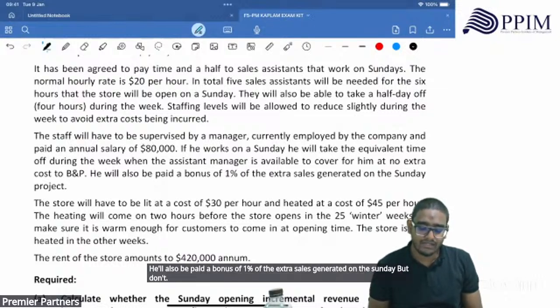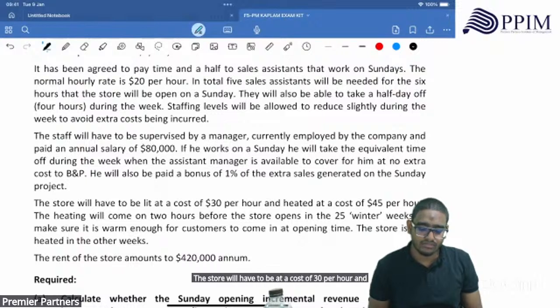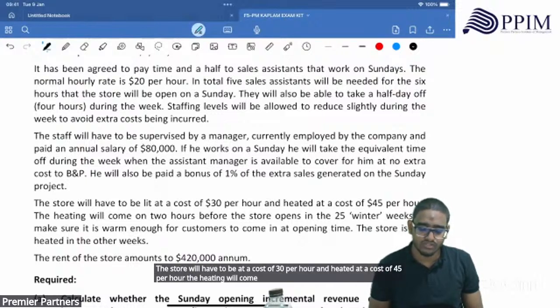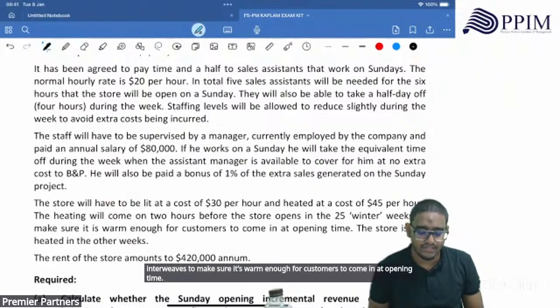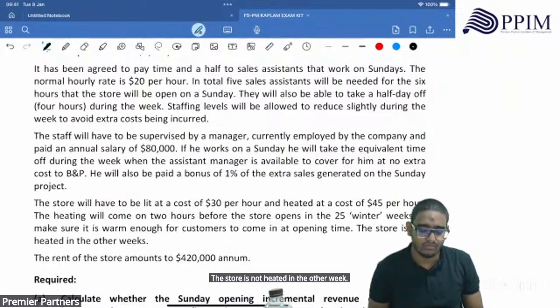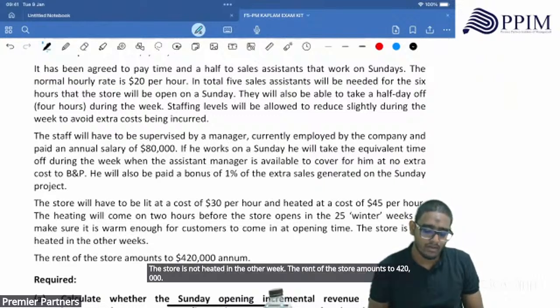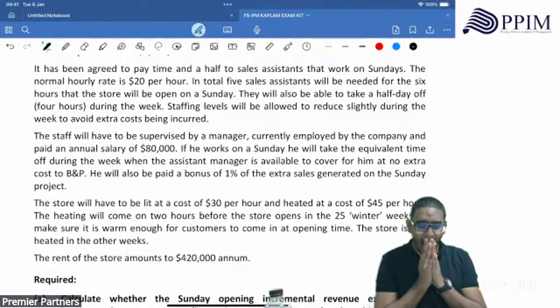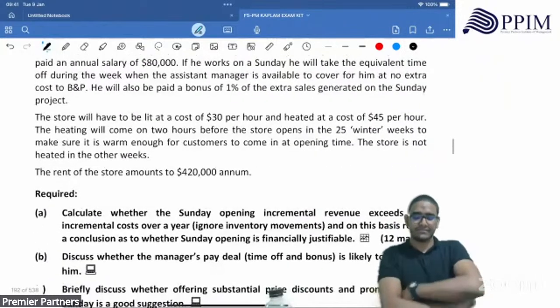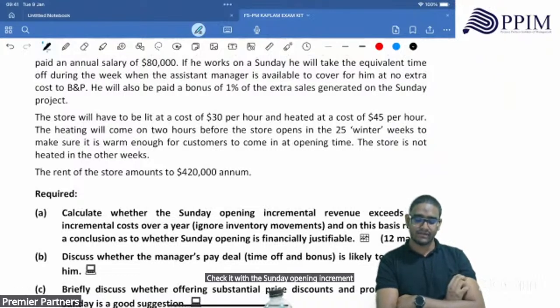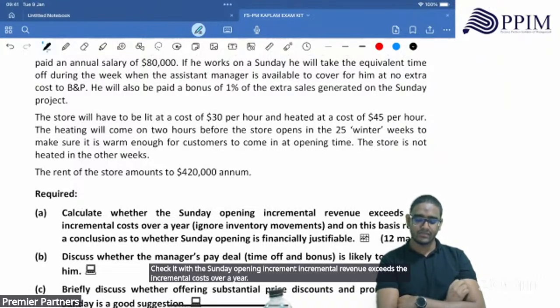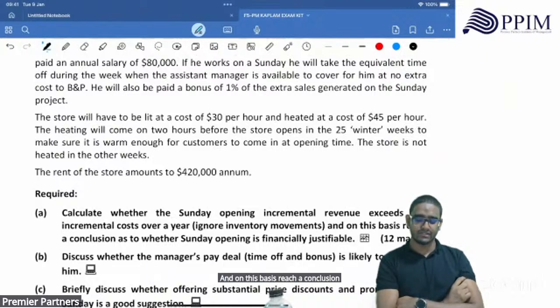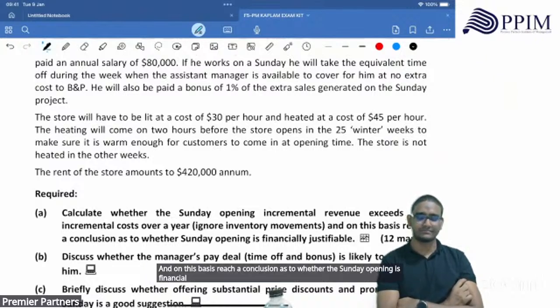The store will have to be lit at a cost of 30 per hour and heated at a cost of 45 per hour. The heating will come on 2 hours before the store opens in the 25 winter weeks to make sure it's warm enough for customers to come in at opening time. The store is not heated in the other weeks. The rent of the store amounts to 420,000 per annum. Calculate whether the Sunday opening incremental revenue exceeds the incremental costs over a year, and on this basis, reach a conclusion as to whether Sunday opening is financially justifiable.